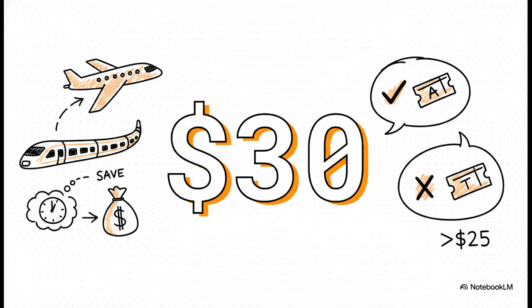So what does that mean for the train company? It means the train is only a competitive substitute if its fare is priced at least $25 cheaper than the airline ticket. If it's not, the airline wins the value proposition every single time. That $30 metric directly defines the pricing boundary between two entirely different industries.